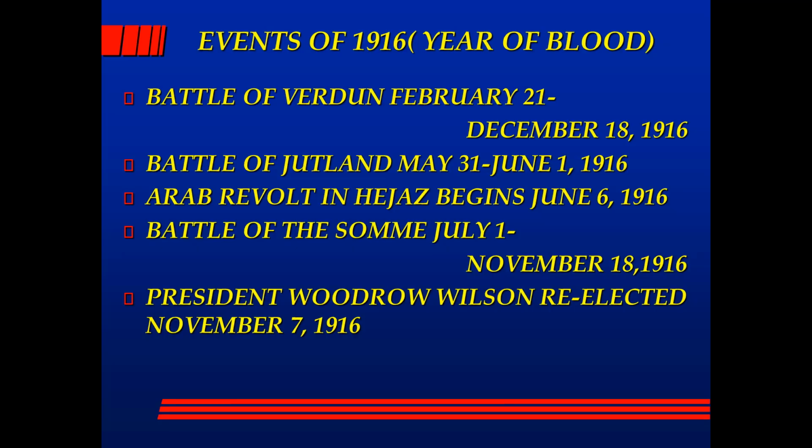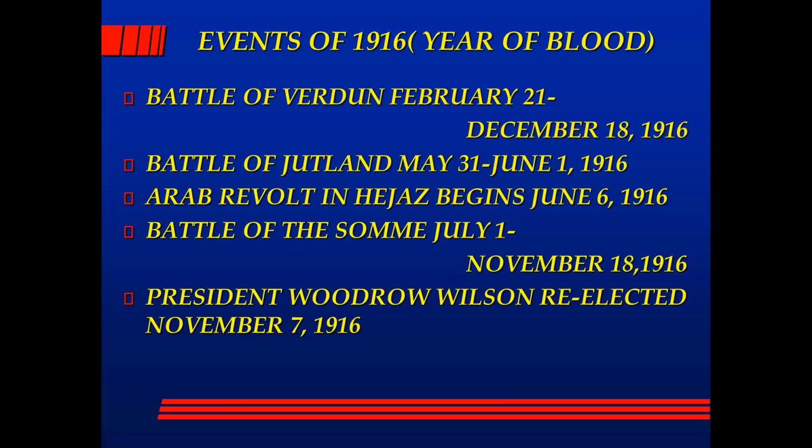Here are some of the main events of 1916, as I refer to it, the year of blood. The Battle of Verdun, which starts on February the 21st and runs until December the 18th, 1916. Then you have the great naval battle of World War I, the Battle of Jutland, May the 31st to June the 1st, 1916. Then you have the Arab Revolt in the Hejaz, which begins on June the 6th, 1916. That'll be T.E. Lawrence of Arabia. British will get involved, the Ottomans and the Arabs.